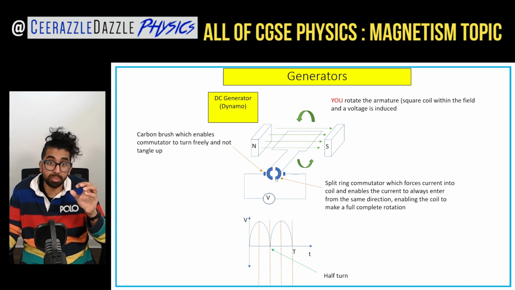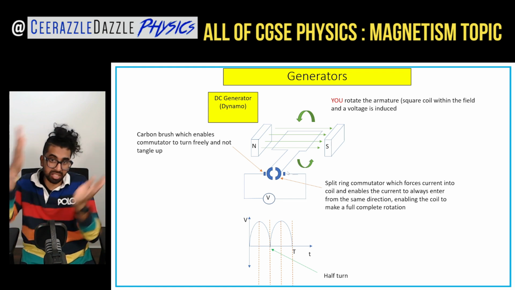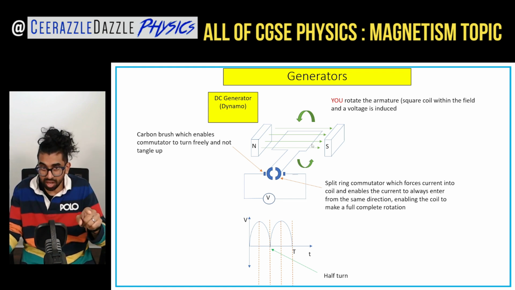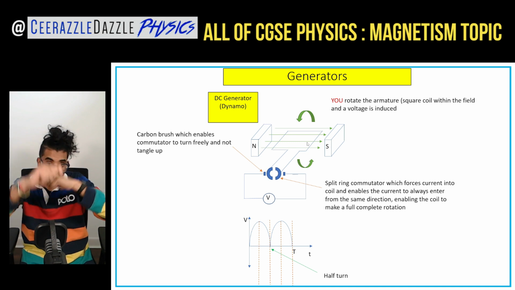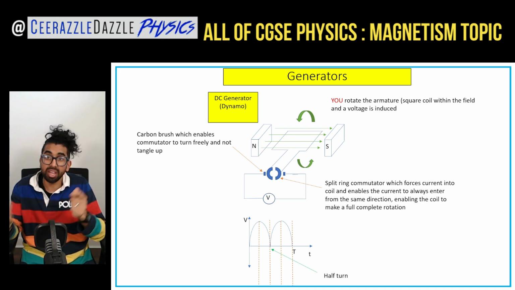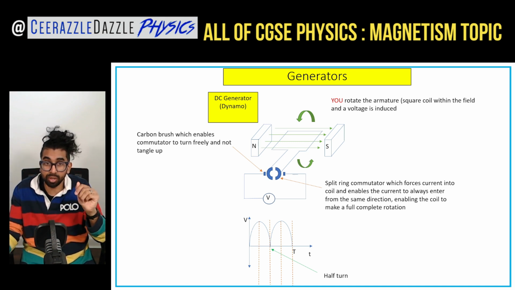We still have the split ring commutators and we still have the carbon brushes. So the difference between this one and the DC motor is that in a DC motor, you're passing current through and it's getting forces and they're turning. Now, in this diagram, you are going to turn that square coil within the field. So you must turn the coil within the field and a voltage will be induced.